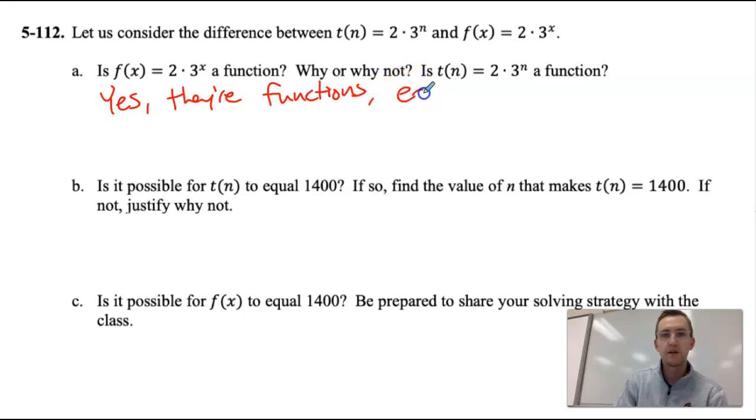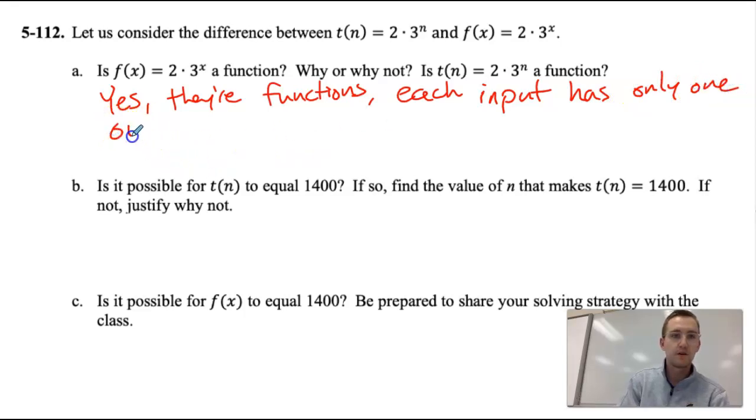Because each input has only one output. And as a bonus, the graph passes the vertical line test.